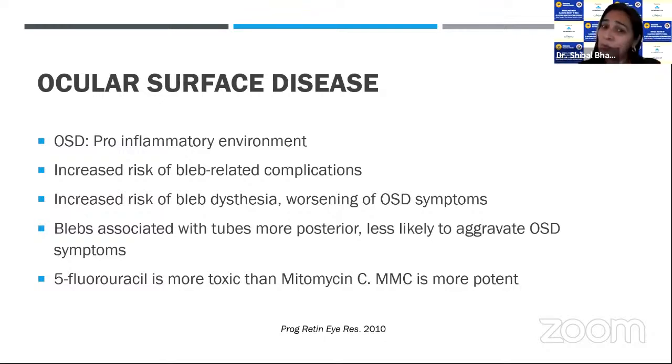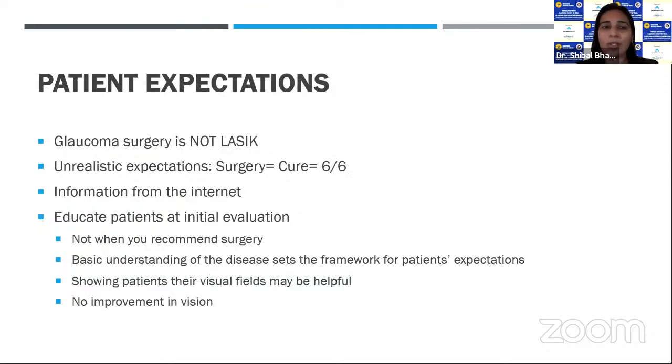Blebs with tubes are much more posterior, and being a tube advocate, I always find that easier. Yes, tubes come at a much higher cost. Remember, 5-fluorouracil is less toxic, but MMC is more potent.